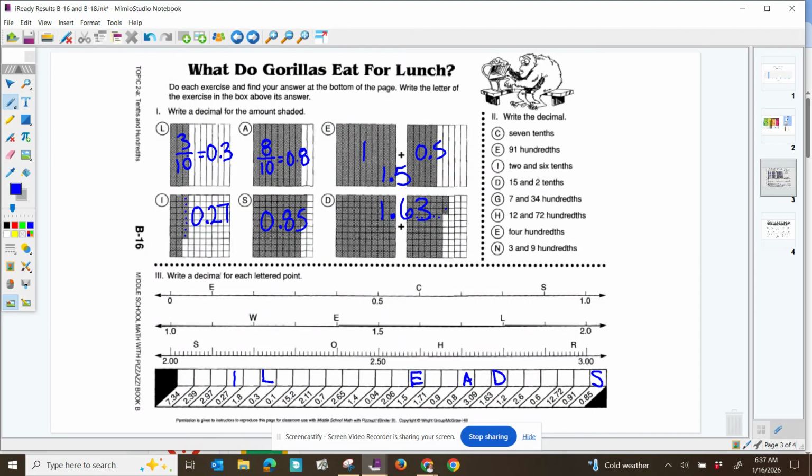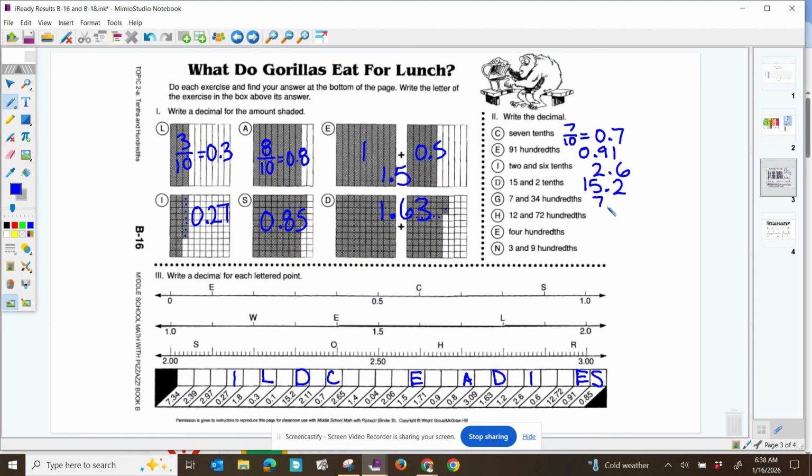And then over here, what it asks you to do is 7 tenths. So 7 tenths looks like that, or 0.7 is the letter C. 91 hundredths is going to be 0.91. 91 hundredths is the letter E. 2 and 6 tenths is just 2.6, the letter I. 15 and 2 tenths is 15.2, the letter D.